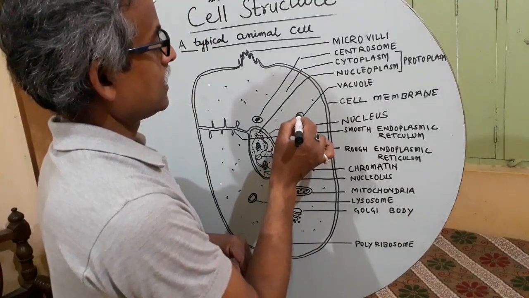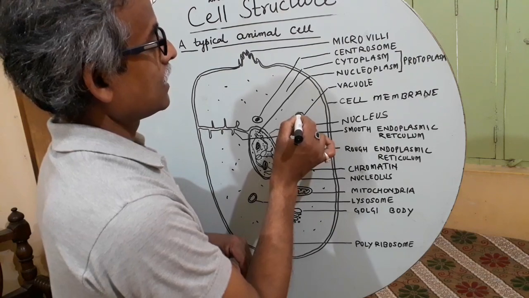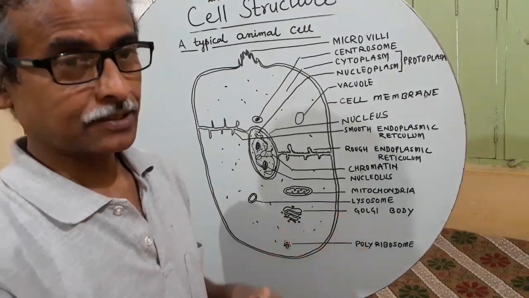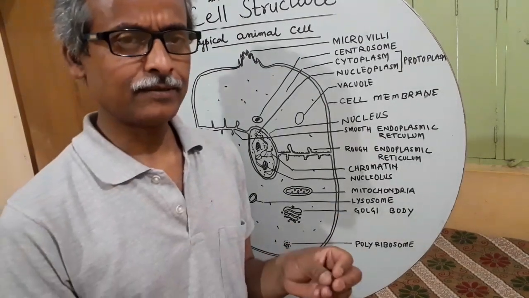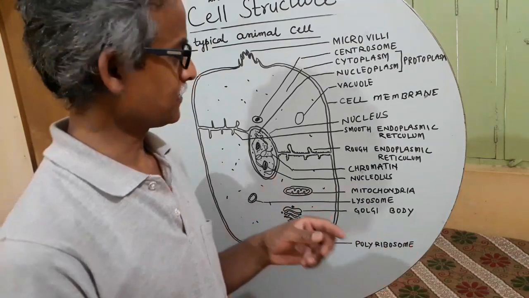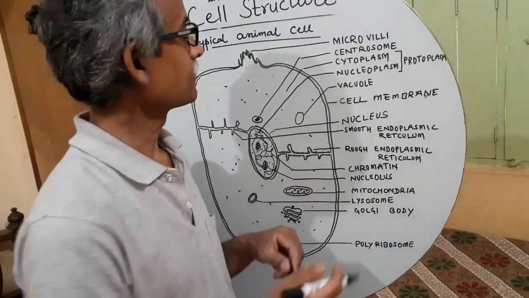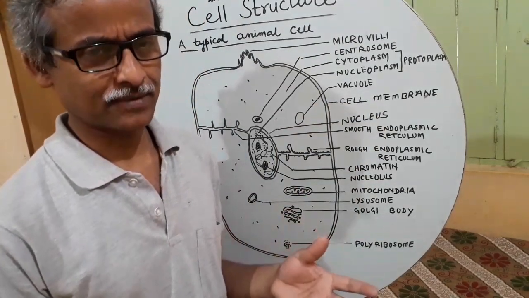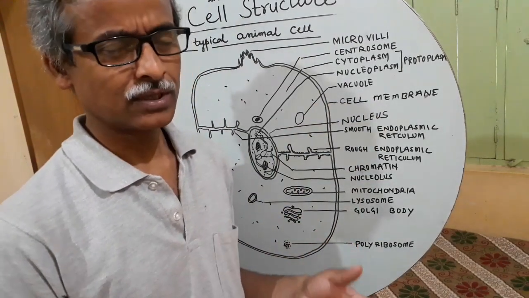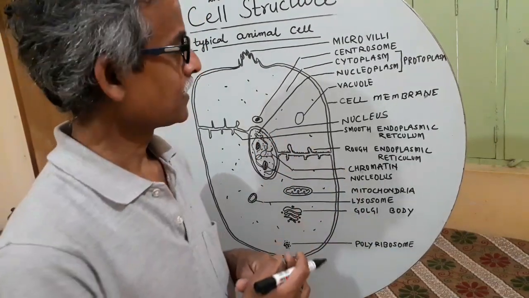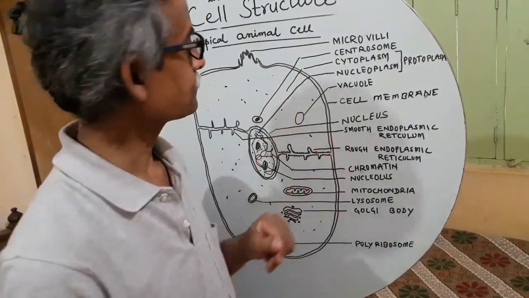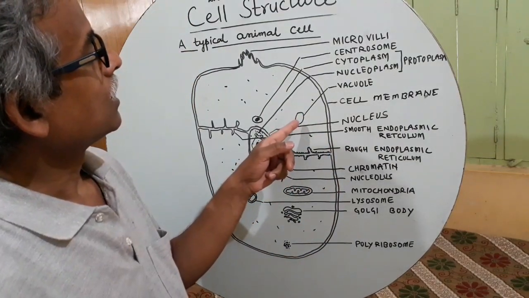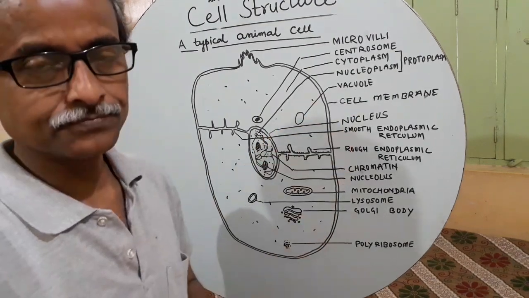There is a sac-like structure, bag-like structure. There may be many such structures in an animal cell. That is called vacuole. It contains water and some other materials, food or waste materials. There is no cytoplasm in it. This is called vacuole.